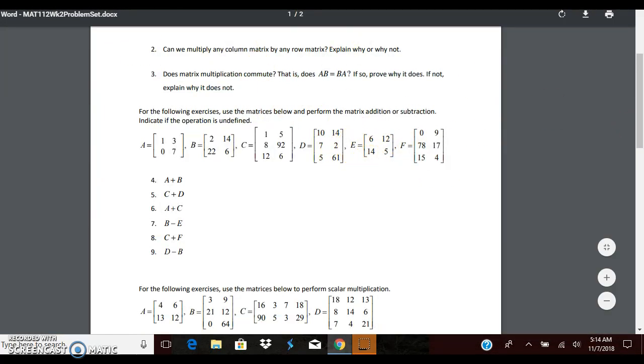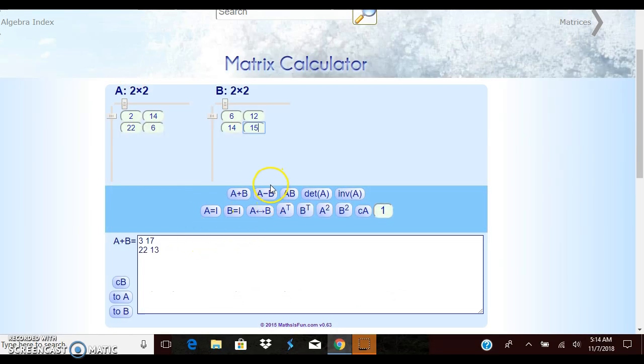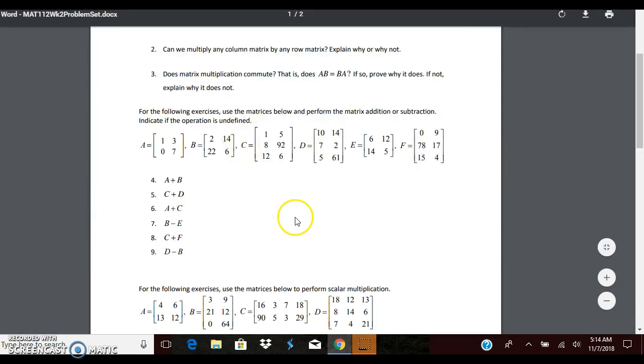6, 12, 14, 15. So we are going to subtract those, and we're going to see negative 4, 2, 8, and 9, because we subtract right across. 2 minus 6 is negative 4, 14 minus 12 is 2, 22 minus 14 is 8, and 6 minus 15 is a negative 9. So that's going to be that adding and subtracting piece of it.